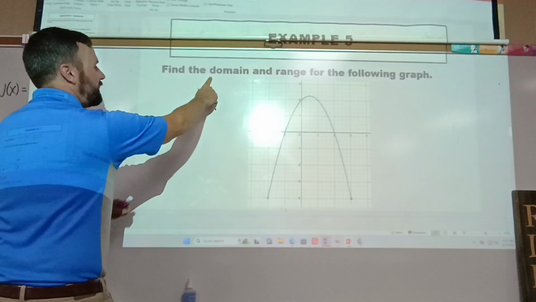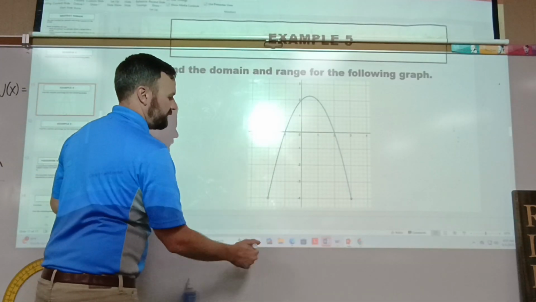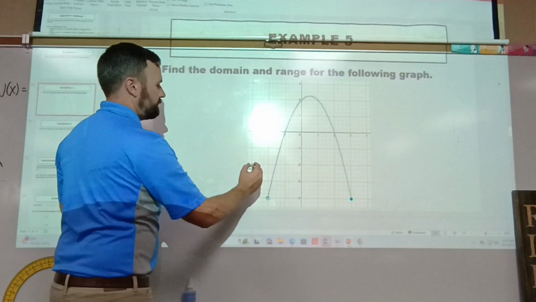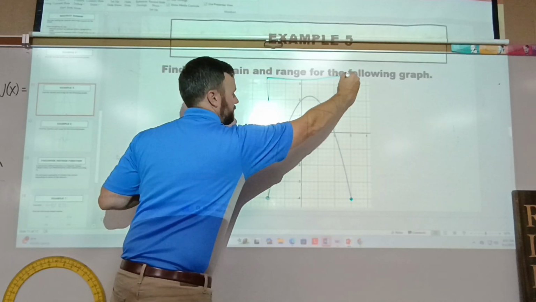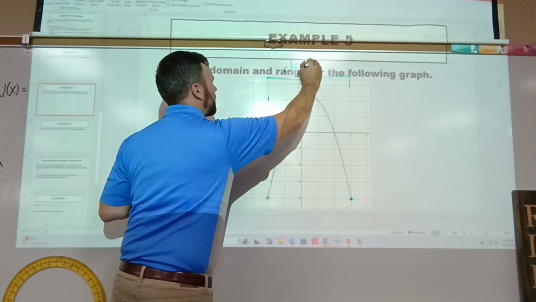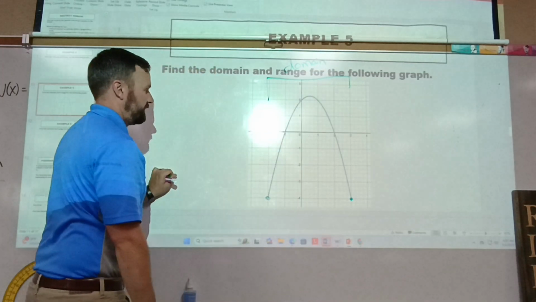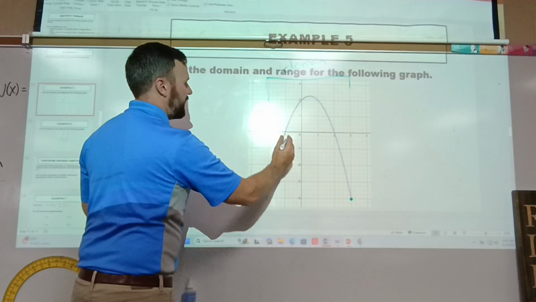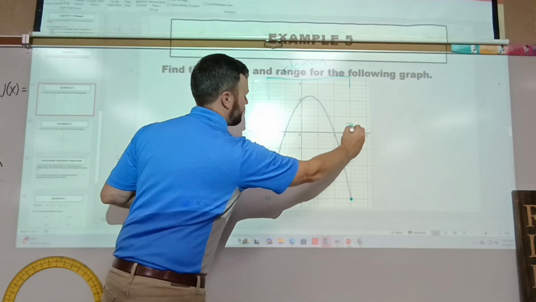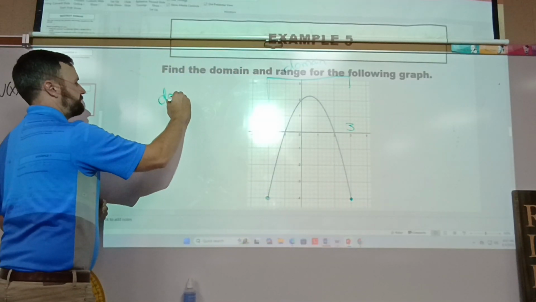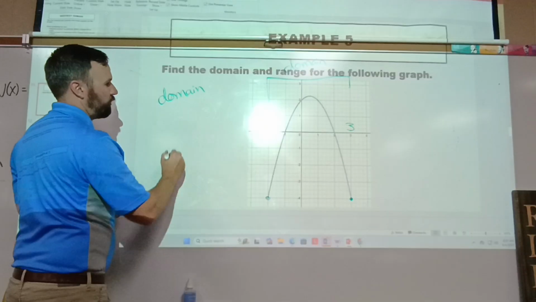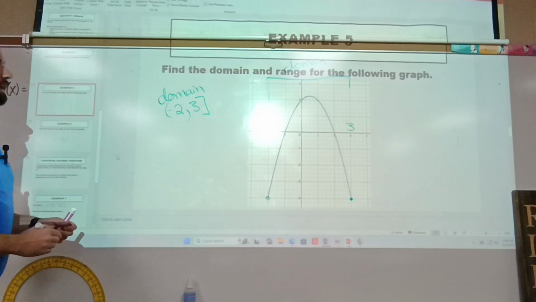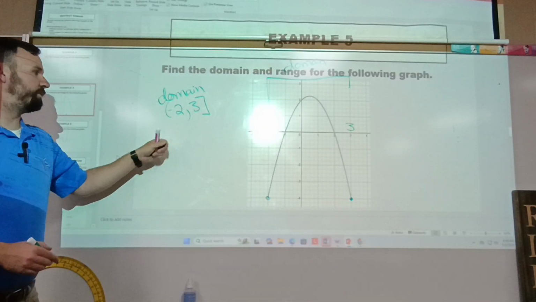All right. Domain and range of this beast. Uh-oh. Open dot, closed dot. So domain, I'm looking at my x's, right? That's an open dot. So I'm going from -2 to 3 again. That's wild. So domain, I'm going from -2 to 3. Again, closed dot, bracket, open dot, parentheses.